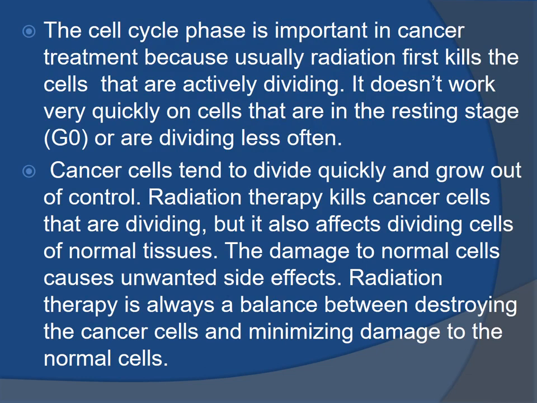The cell cycle phase is important in cancer treatment because usually radiation first kills the cells that are actively dividing, or highly dividing cells. It doesn't work very quickly on cells that are in the resting stage. Cancer cells tend to divide quickly, as you know, and grow out of control. So radiation therapy kills highly dividing cancer cells, but it also affects dividing cells of normal tissues. The damage to normal cells causes unwanted side effects.